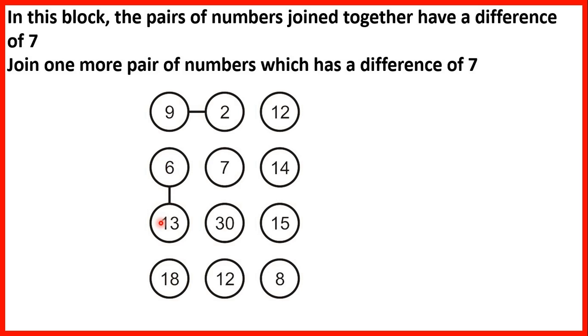And 6 and 13 also have a difference of 7 because 13 minus 7 is 6, or 6 plus 7 is 13. So we can match 7 and 14 because 14 minus 7 is 7, so that's a difference of 7. Or we could match 15 and 8 because 15 minus 8 is 7 as well. So that's a difference of 7 because the difference is what we get when we subtract numbers.